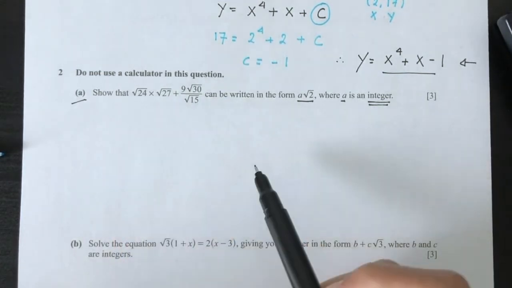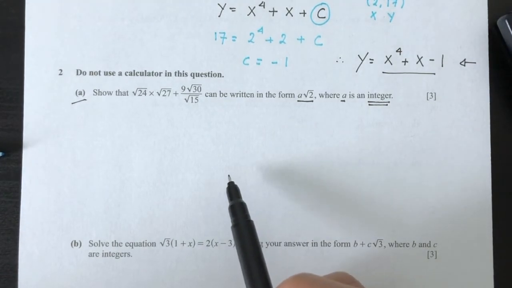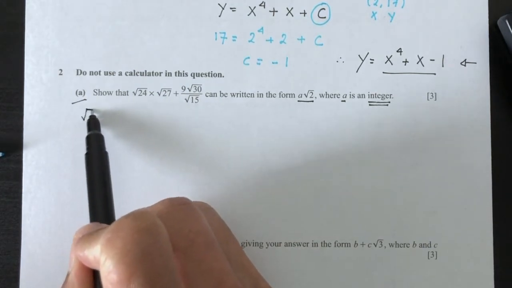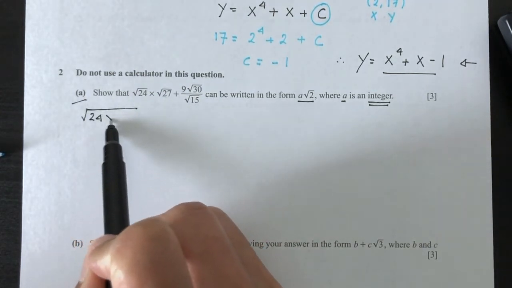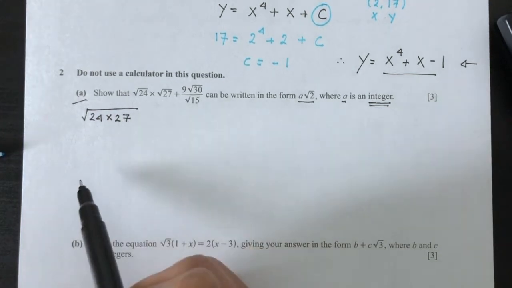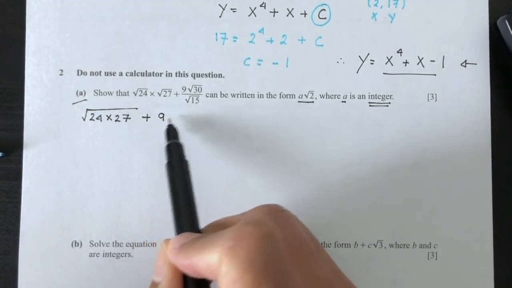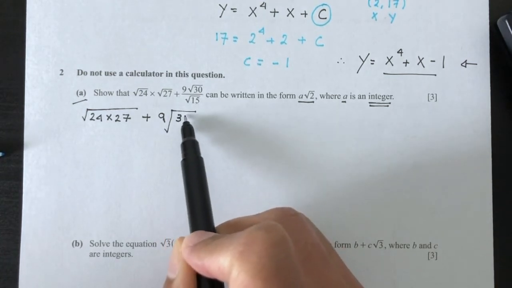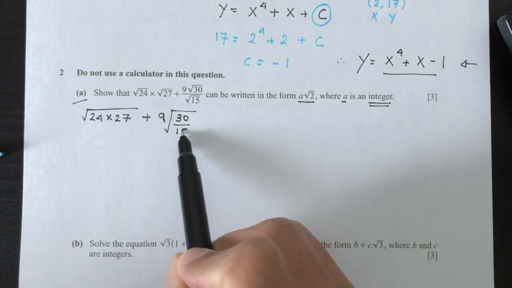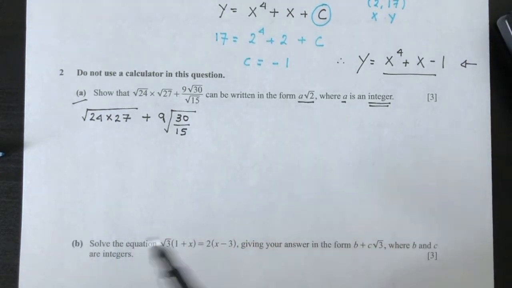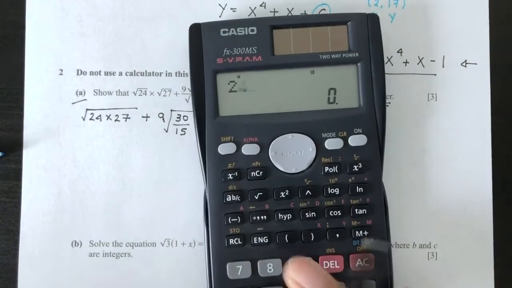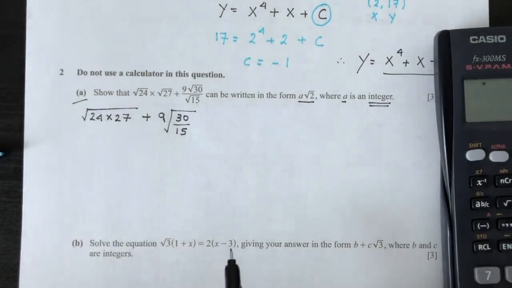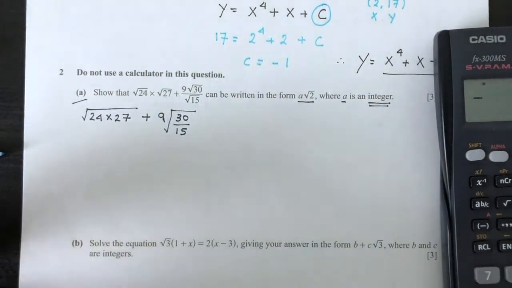Now let's simplify this. How can we simplify? Let's observe. So the first thing we can do here is bring this inside. So we can write this as 24 times 27, right? And plus 9 over 30 divided by 15. Okay, so let's see what we have. So the square root of 24 times 27 is not exact. So in those cases we have to play with the values, if that makes sense, right?